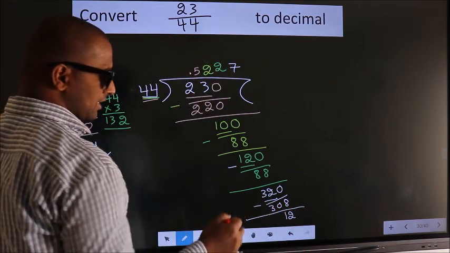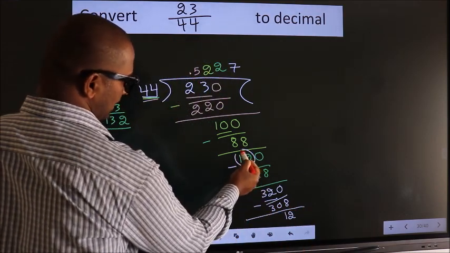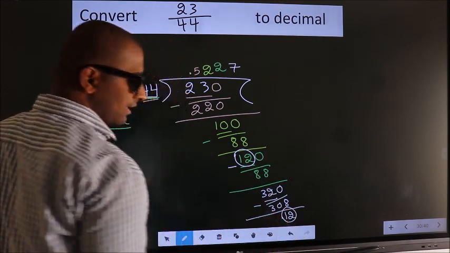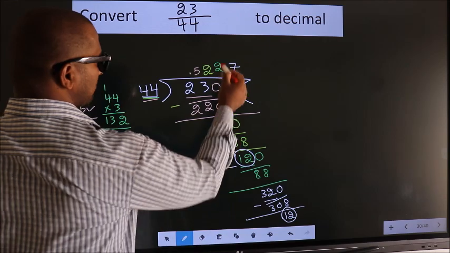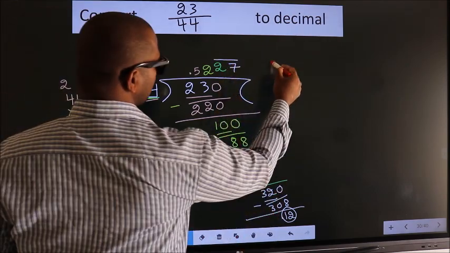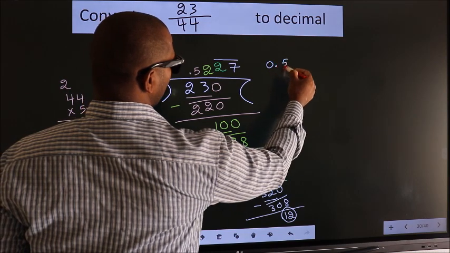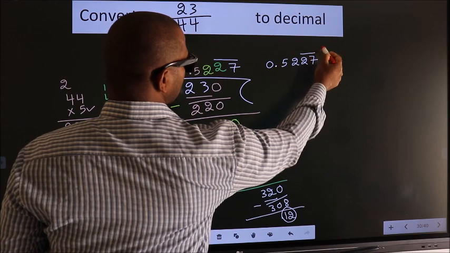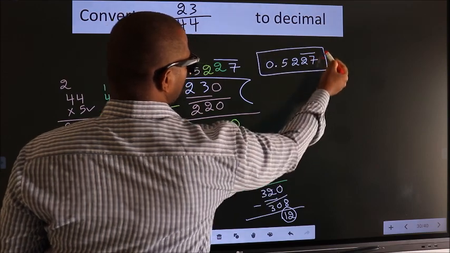Now here you observe, we got 12 here, we got 12 again. That means we get a bar on these two numbers. Therefore, our answer is 0.5227, with a bar on these two numbers. This is our answer.